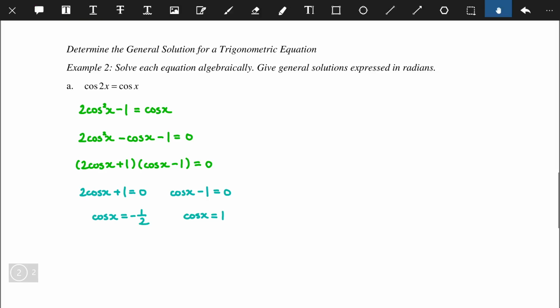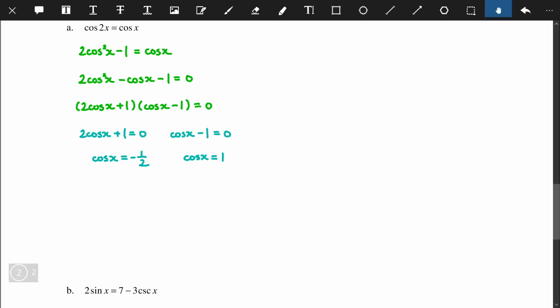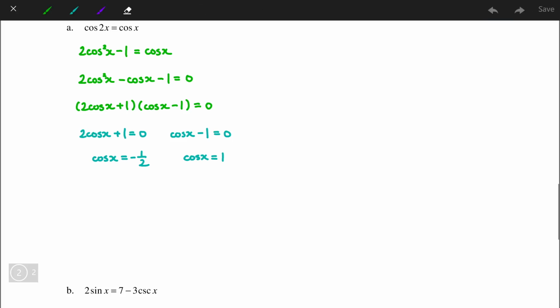Now from here, we can look at the possibilities. Of course, cosine x is negative in quadrants 2 and 3. So this is quadrant 2, quadrant 3, and the reference angle is going to be pi over 3.